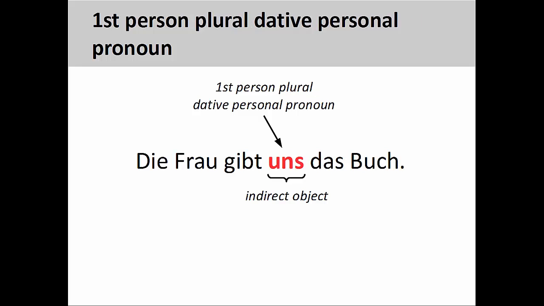In this sentence, Die Frau gibt uns das Buch, the woman gives the book to us, the first person plural dative personal pronoun uns signals that I am situated in a group of people that functions as the indirect object of the sentence.